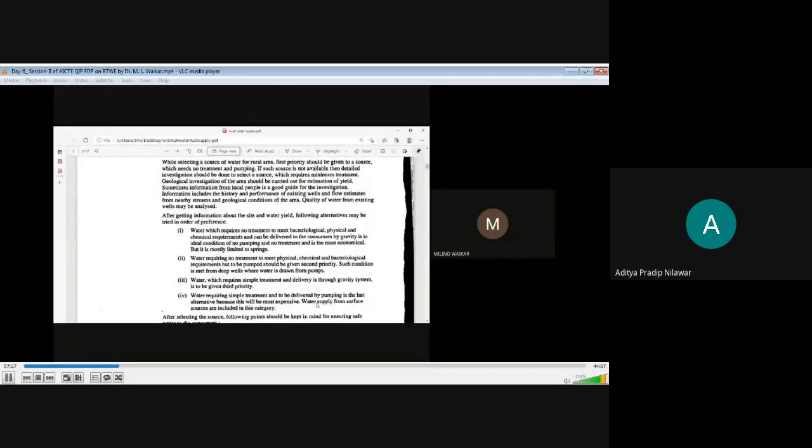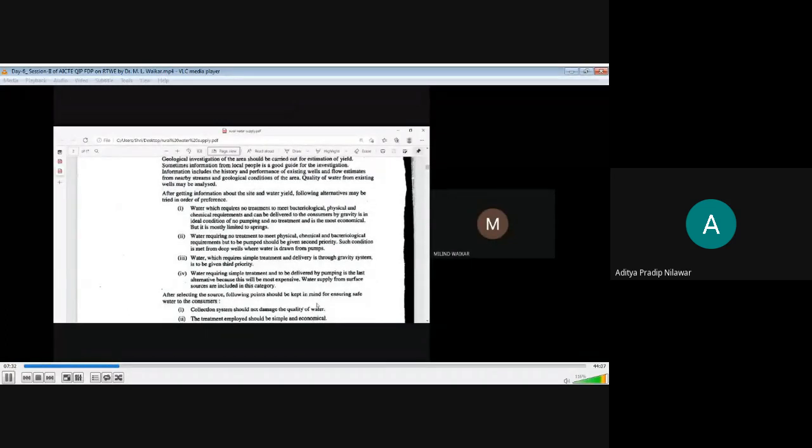And then we can also do a little bit of testing of wells, well water, and then get to know what is the quality. That's how one goes into the selection of source. So once we get the information about the site and amount of water available, we can think of these 4 types of alternatives from the point of view of RWS, that is rural water supply.